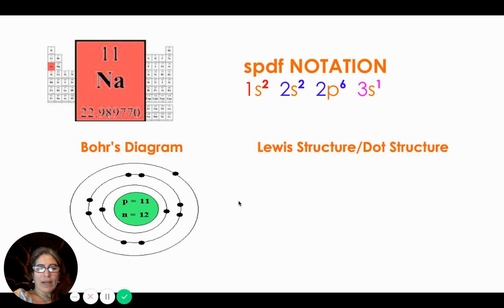Then lastly, you have the Lewis structure or electron dot structure that shows only the valence electrons, which are the electrons on the last energy level. So you just place the symbol and a single dot.